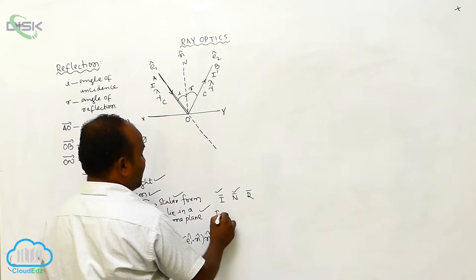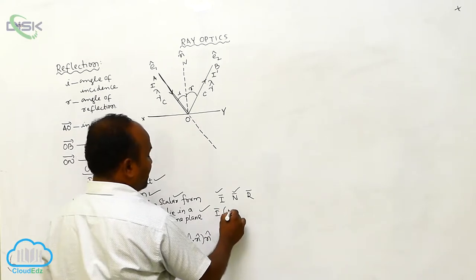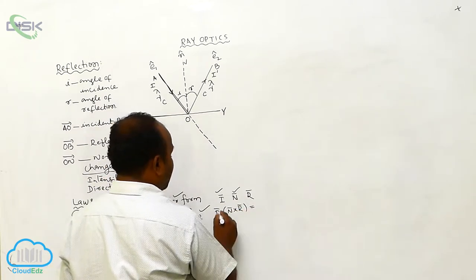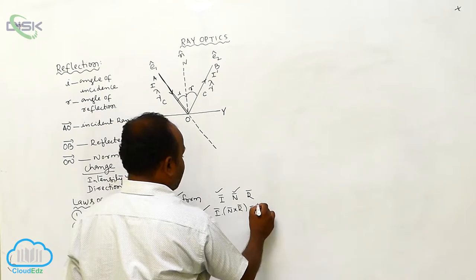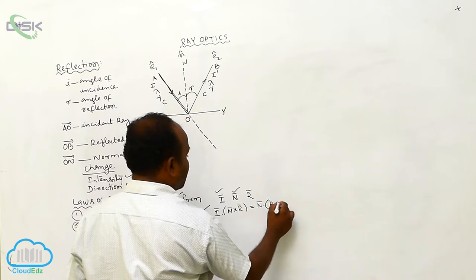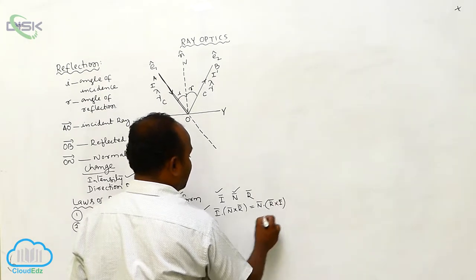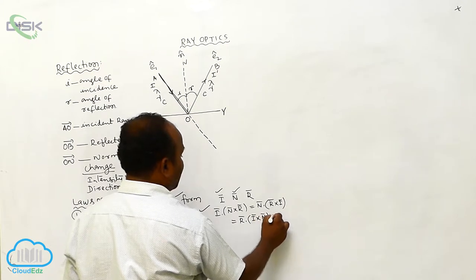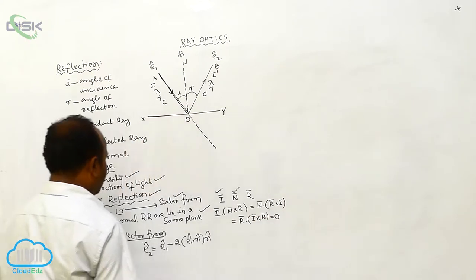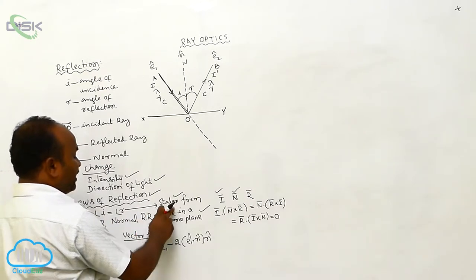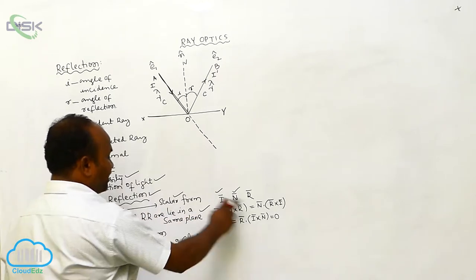Now that is I bar dot n bar cross r bar is equal to, that is n bar dot r bar cross I bar, that is r bar dot I bar cross n bar, which is equal to 0. Mathematically, the incident ray, normal, and reflected ray are lying in the same plane in the form of vectors.